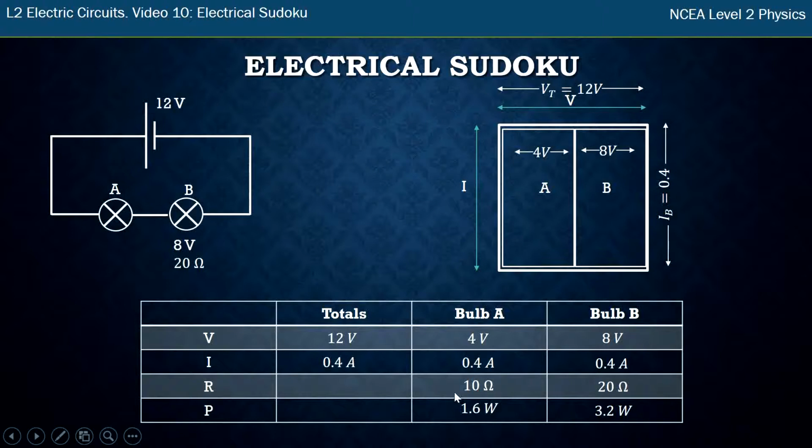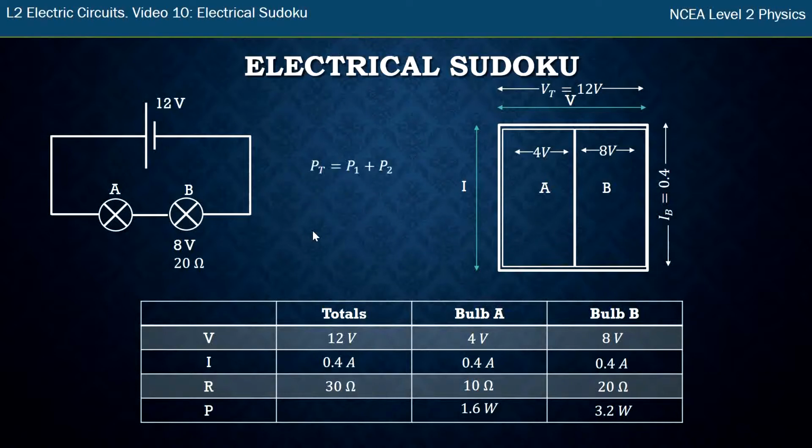Now I think I'm going to go crosswards. So I want to work out my total resistance. I could use a formula if I wanted to, but I also know that in series, resistors 1 and 2 just add to give the total. That's an easy one to do. 30 ohms. Okay? And then my last one is my power.